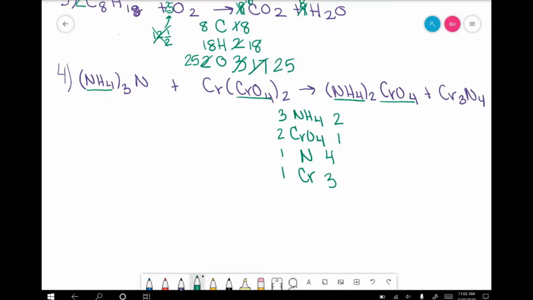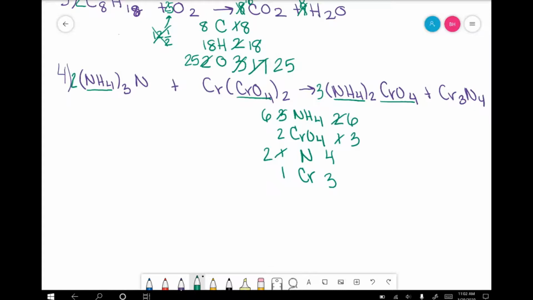So that means I'm going to multiply this side in order to balance it out by 2. And that's going to change this to 6, and that's going to change my nitrogen to 2. And I'm going to balance this side by adding a 3. So that's going to make this 6, and that's going to make this 3.